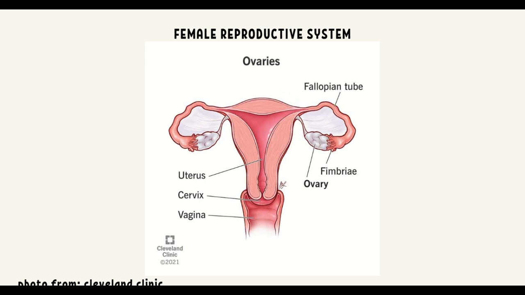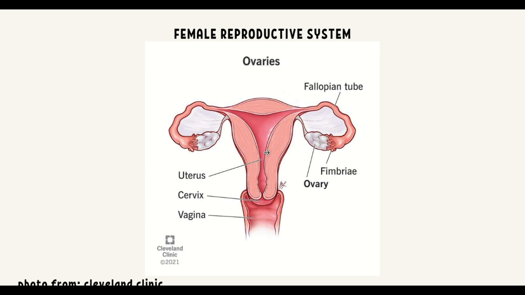The zygote becomes a morula. Then a blastocyst as it travels to the uterus, and then it would eventually implant in the uterus lining where it can grow into a fetus. So basically, that is why the uterus is so important.